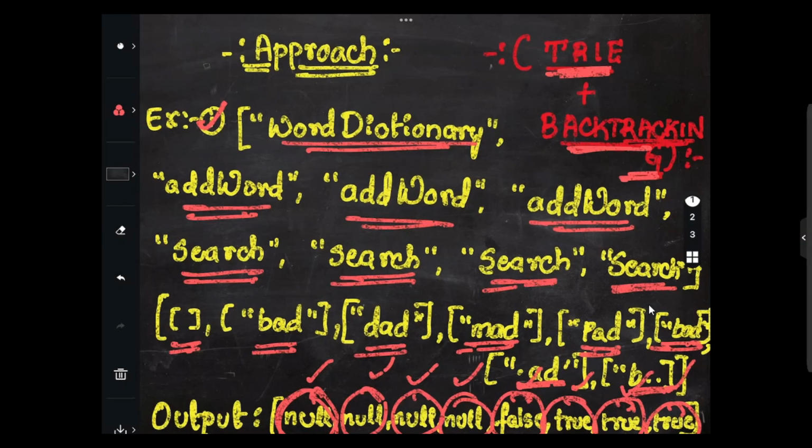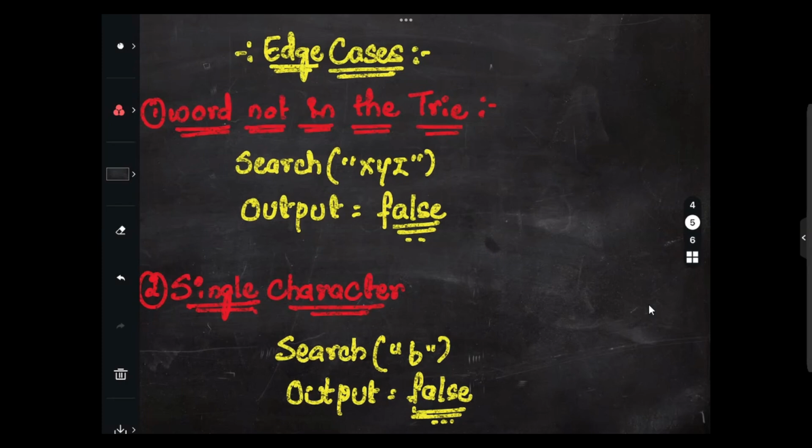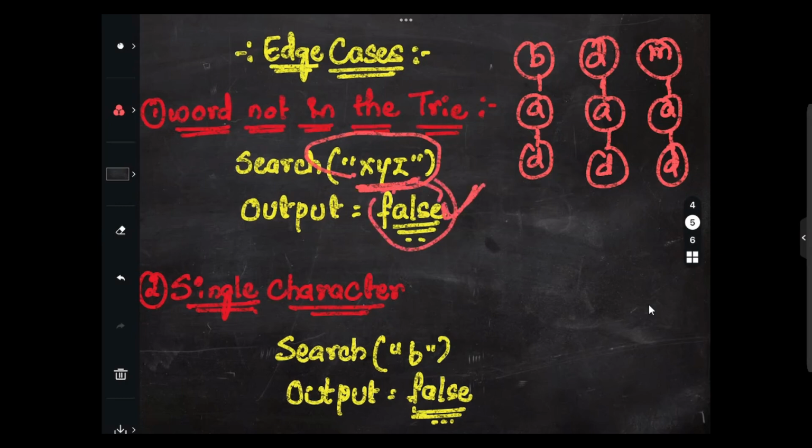As we are familiar with the approach, let's discuss the edge cases quickly. I'm considering the same example, the first example that they've given in the question. We inserted bad, dad, and mad. So XYZ is not present. Basically, XYZ is not in the tree at all. So in this case, we will return false. This is the edge case, word not in the tree. No single character of the word is present in the tree.